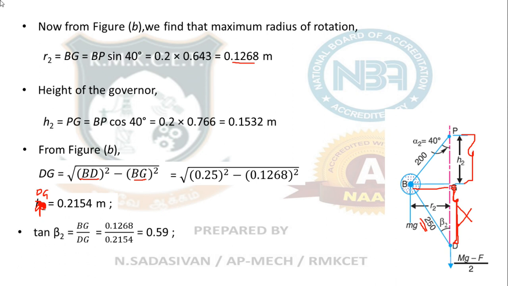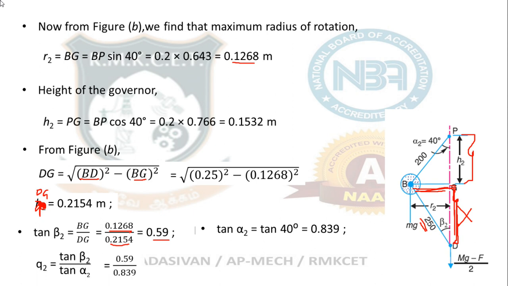So tan beta is BG by DG. So look at the lower triangle. Same way for this triangle. This I know. This I know. So opposite side by adjacent side. So this is 0.1268. This is mine 0.2154. Opposite side by adjacent side comes around 0.59. Tan beta value is given. So alpha value is 40 degrees. You can directly write tan alpha. Tan 40 is 0.839. Clear? So now using tan beta and tan alpha value, find Q. 0.59 by 0.839. 0.703 is the Q2 value.